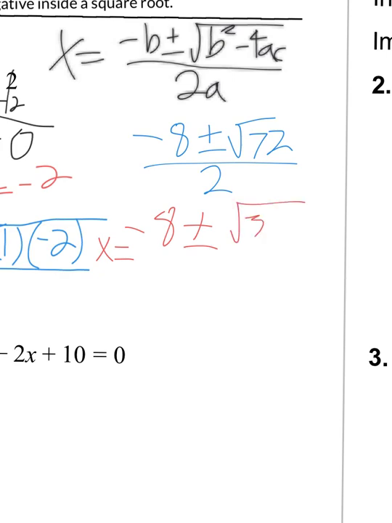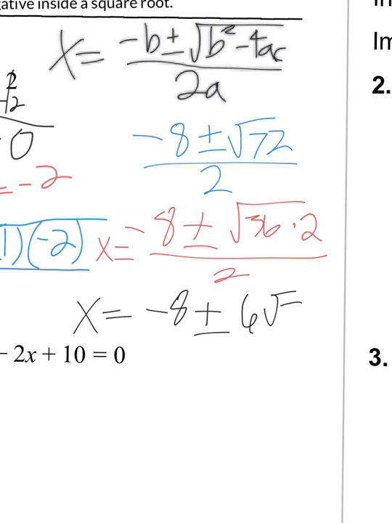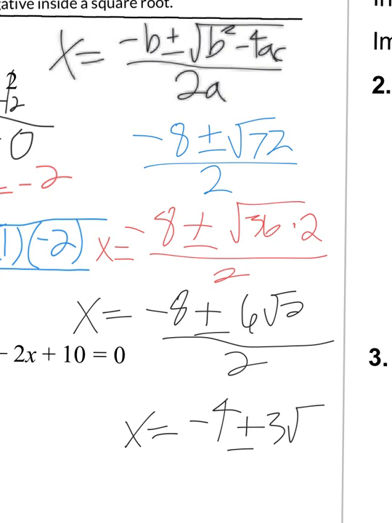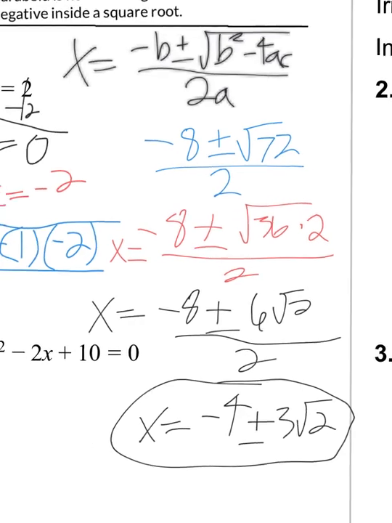So before I go too fast, I'll split it up, 36 times 2 over 2. And then I'm going to say the square root of 36 is 6, so I have negative 8 plus or minus 6 square root 2 over 2. And then both of these can divide by 2. Negative 8 over 2 would be negative 4. And then 6 over 2 would be 3. So negative 4 plus or minus 3 square root 2 would be the answer for number 1.